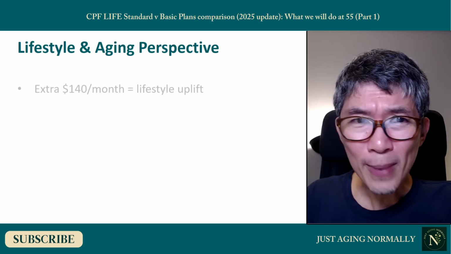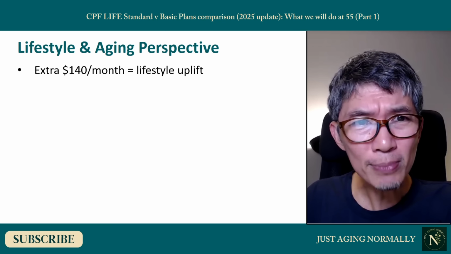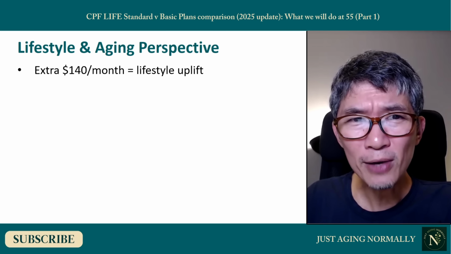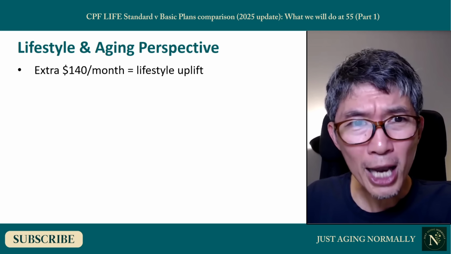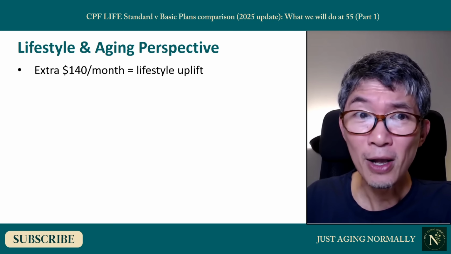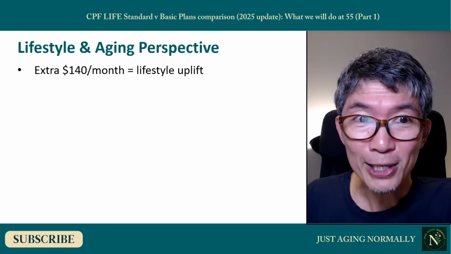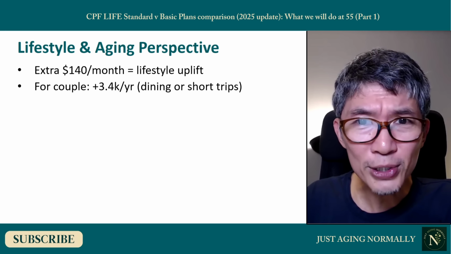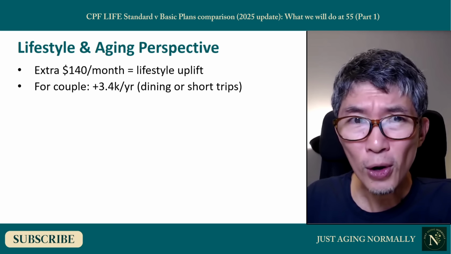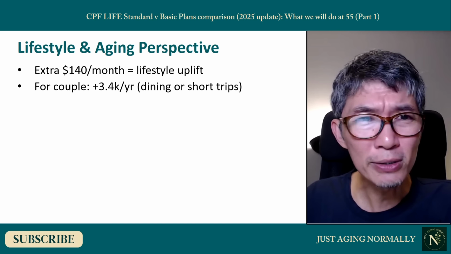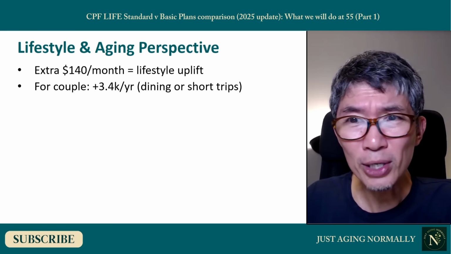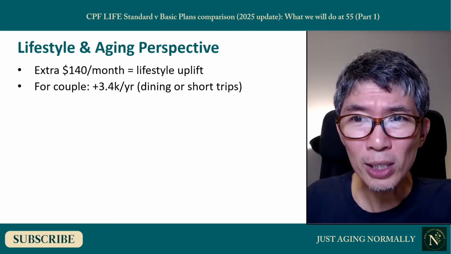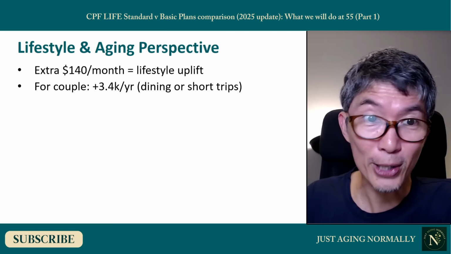Number 1, from an aging perspective, the standard plan delivers 140 per month or 1.7k per year more cash flow than the basic plan. For me and my wife, that is 3.4k yearly. That translates to a weekly visit to our favorite restaurants or a week-long trip to chill at an island beach resort in neighboring countries. So that's the lifestyle difference that the standard plan will afford us over the basic plan.